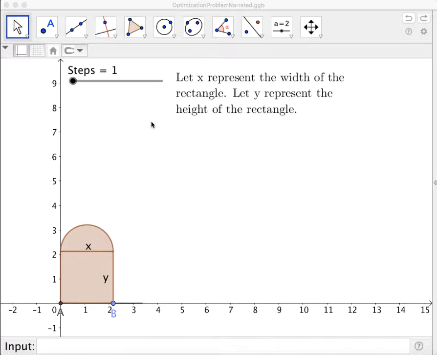Okay, let's go back to the optimization problem that we worked on in class. In that situation, we said we have a rectangle, which we'll say has a width of x and a height of y, and on top of that was a semicircle. So the radius of that semicircle is going to be x over 2. We also were told that the perimeter of the rectangle plus the circumference of the semicircle, together, have to equal 12.